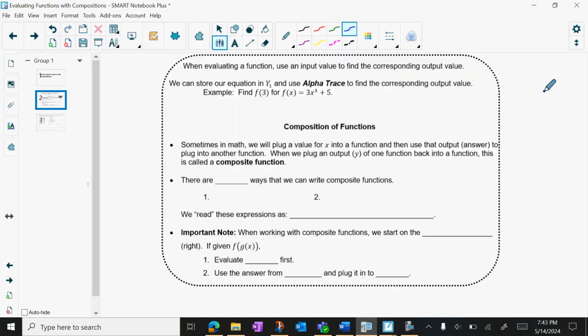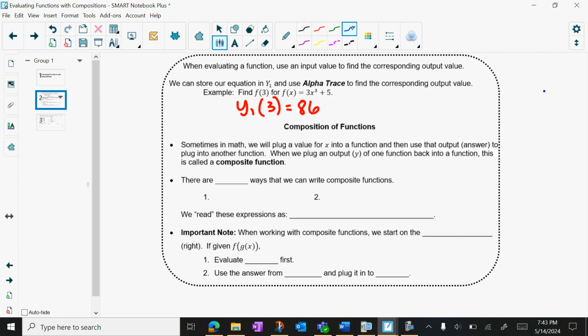So that's a new technique for us to use. It's going to be helpful when quickly evaluating functions. So y1, 3, and we get 86. So all you have to do is make sure you have your function in y1, and then you can evaluate at any x value.